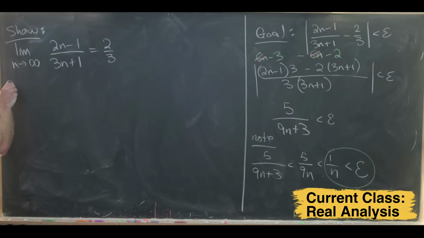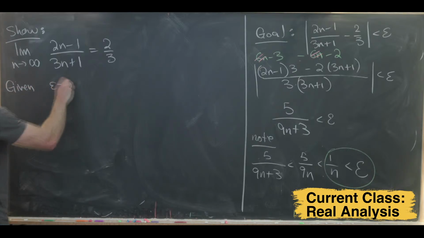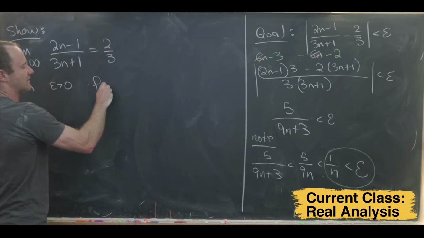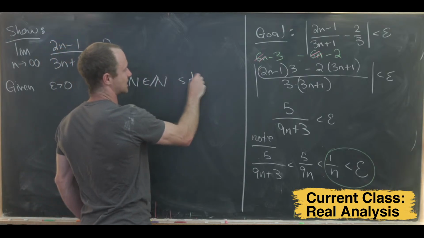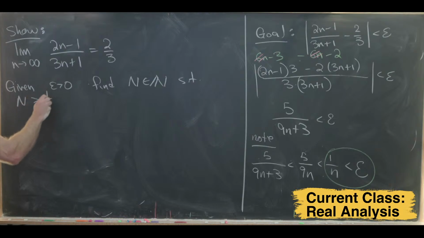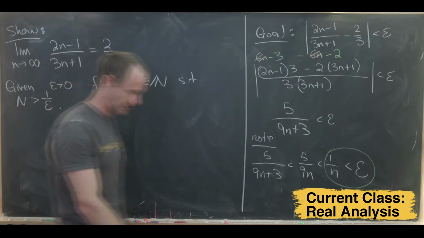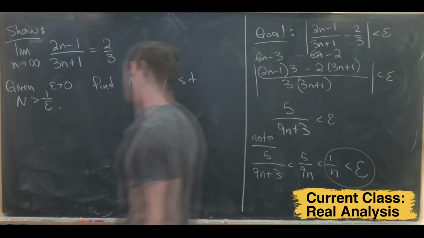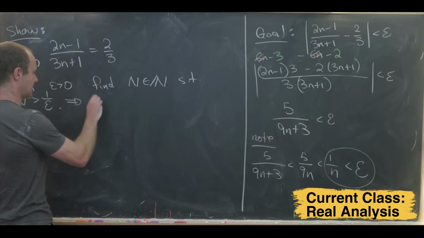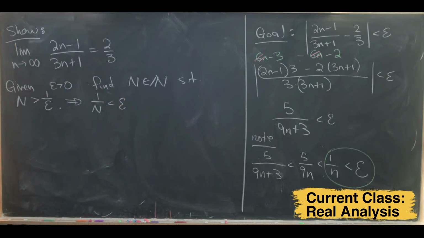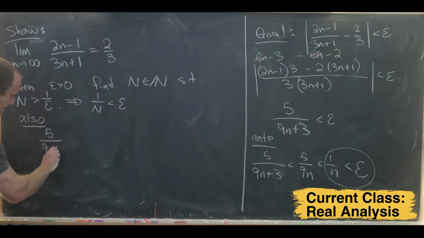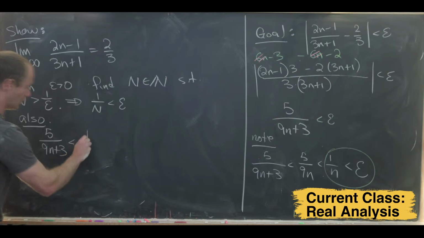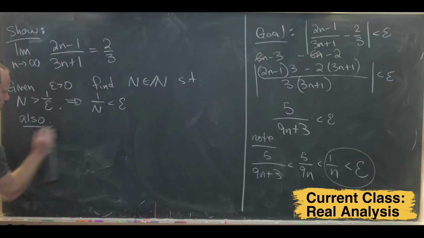Okay, so now we're ready. So given epsilon bigger than 0, find a natural number n such that n is bigger than 1 over epsilon. And so let's just point out that this is possible by the Archimedean principle. The Archimedean principle says that for any real number, there's a natural number larger than that real number. So it's just the real number here is this 1 over epsilon. Okay. So now, notice that 1 over n is less than epsilon, but also 5 over 9n plus 3 is less than 1 over... Well, actually, let's back up for just a second. That was sloppy.